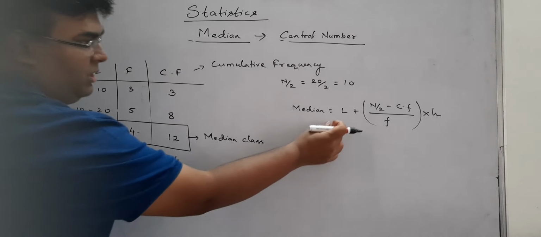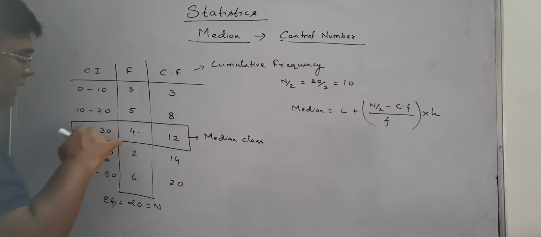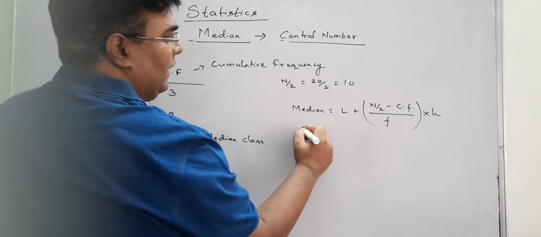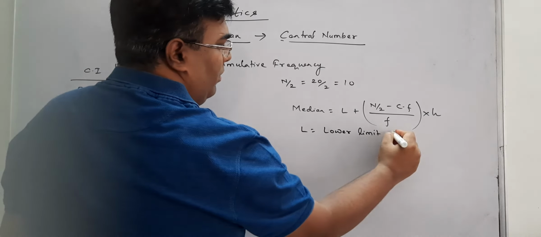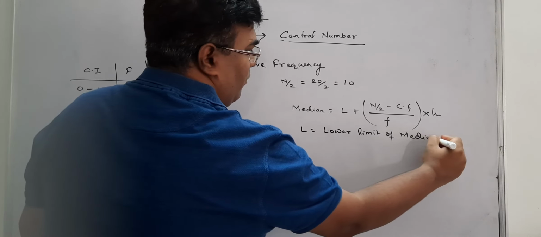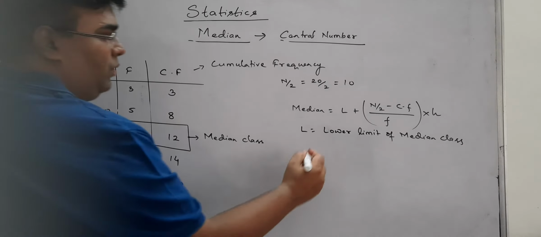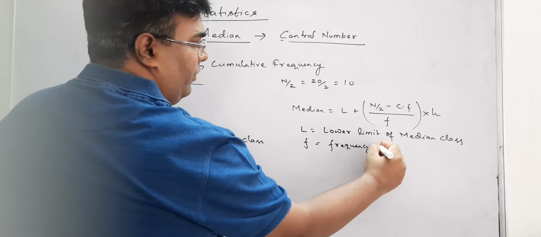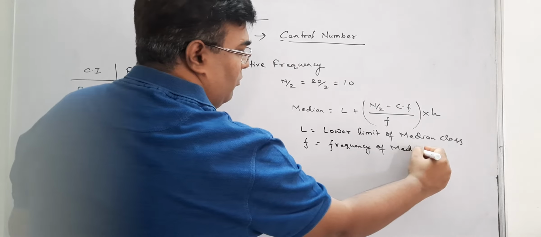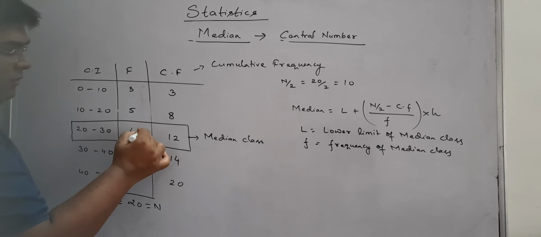Now see, the first number is L. Right? L is basically the lower limit of the median class. We have already identified the median class. L is the lower limit of the median class. Correct? Then what is F? F is the frequency of the median class. This is my F. This is my L.